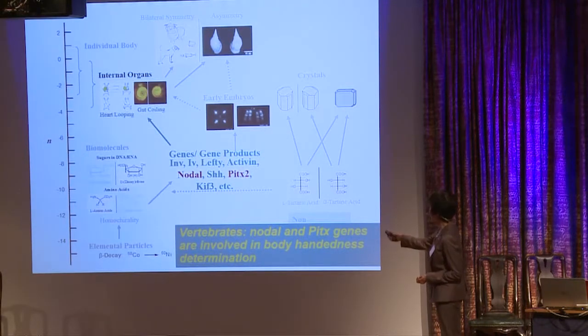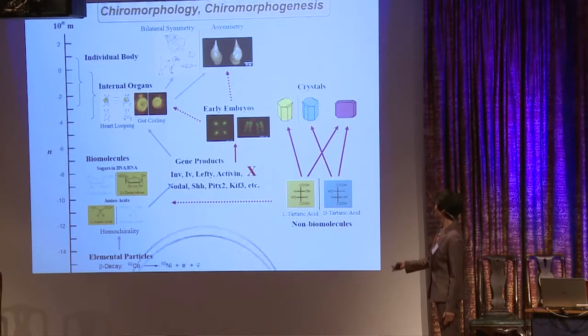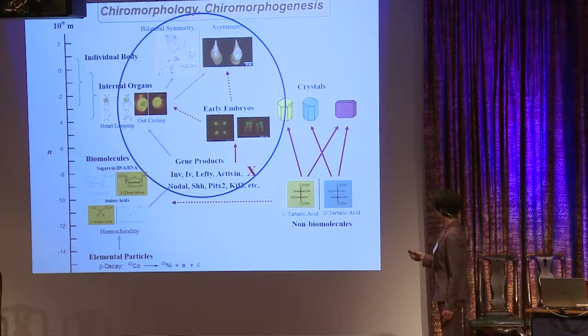Now, this is the logarithmic scale in meters, going from maybe 100 meters down to 10 to the minus 10, that is angstrom. In vertebrates, it is known that the nodal and PITX2 genes are somehow involved in the left and right body plan, but that is in vertebrates. So you hear about two genes, please do remember. What I'm doing is trying to work out which gene determines our body chirality and our body plan. That's what I've been working on.